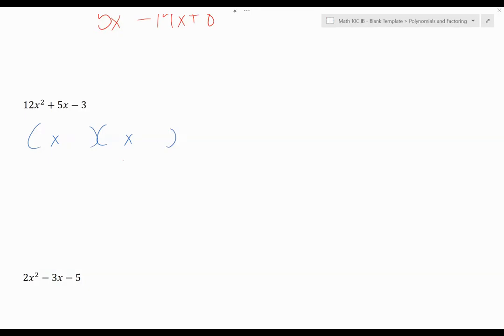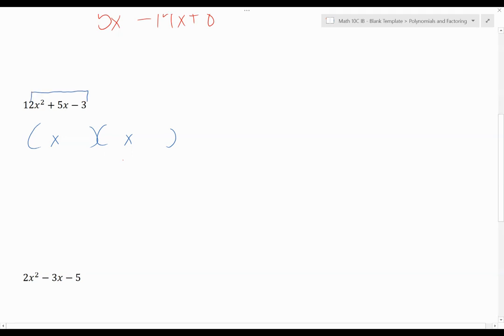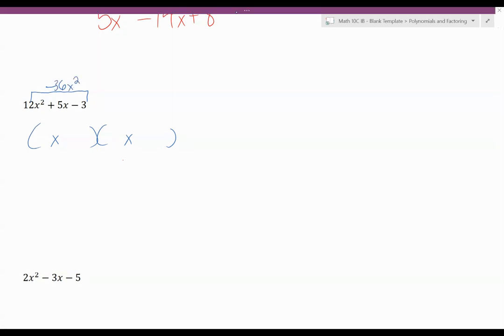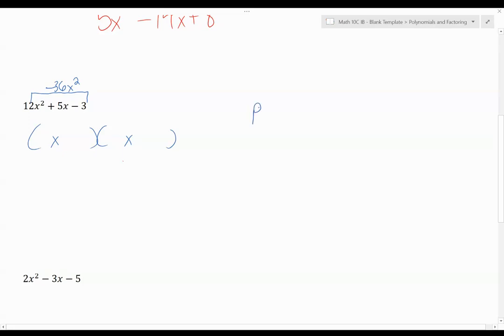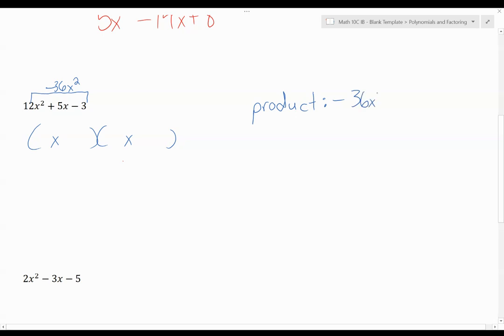I'm going to jump to where I was when I said let's multiply the quadratic term times the constant term. So the quadratic term times the constant term is negative 36x squared. And now what I'm looking for is two linear terms that have a product of negative 36x squared, and they have a sum of positive 5x.